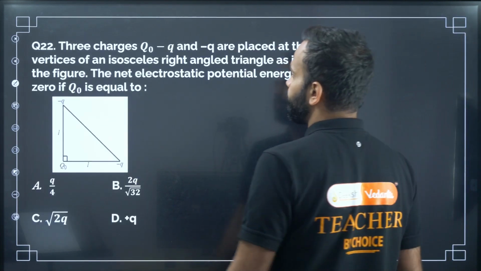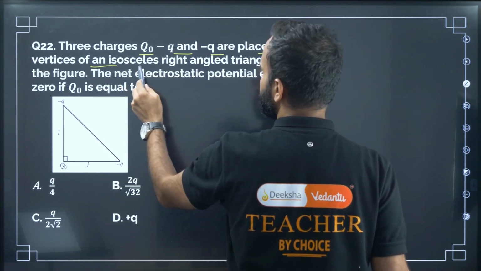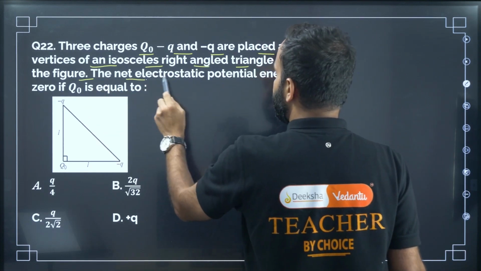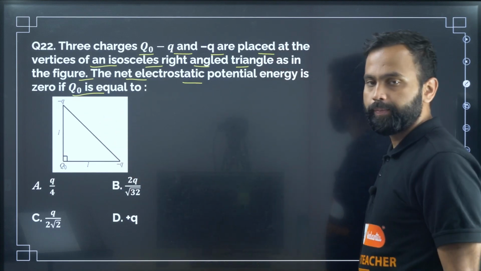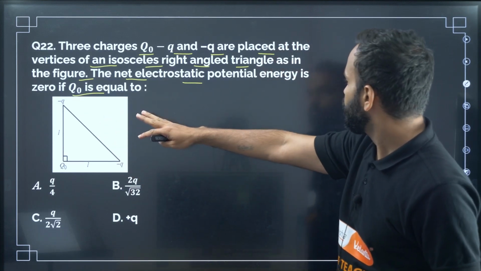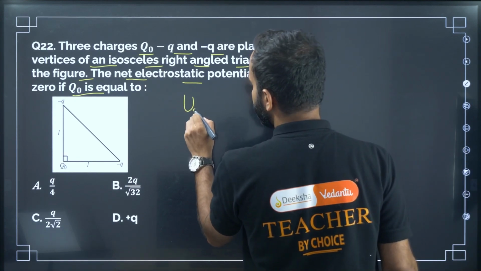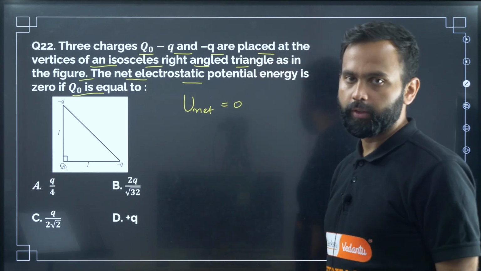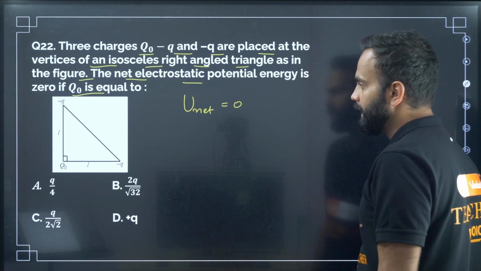Question number 22. Three charges Q0, minus Q and minus Q are placed at the vertices of an isosceles right angle triangle as in the figure. The net electrostatic potential energy is 0 if Q0 is equal to, that is U net is equal to 0. So we need to find the value of Q0, right? So let us write the net electrostatic potential energy.